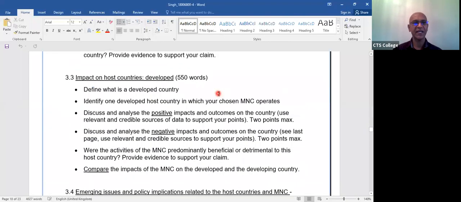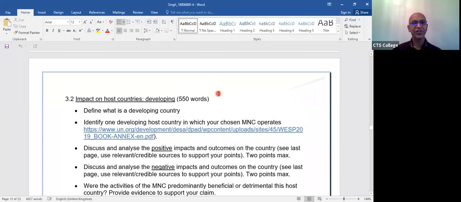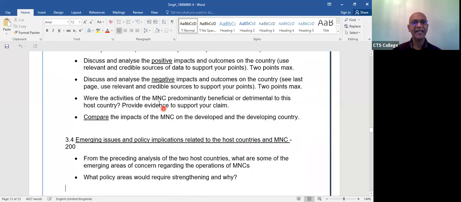Let's just refer to your structure again, right? In your structure, you're discussing the impacts on your developing country. The positive impacts are fine, meaning there's nothing to fix because we are happy for the positive impacts. It's the negative ones that we are concerned about. So you identify the negative ones in developing, you identify the negative ones in developed, and then you state the policy implications to mitigate these negative ones.